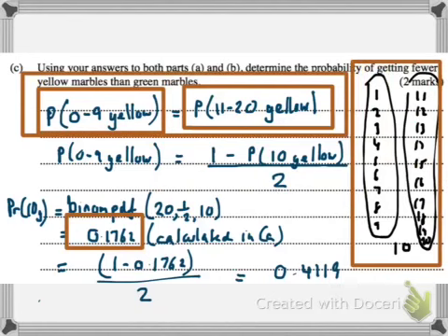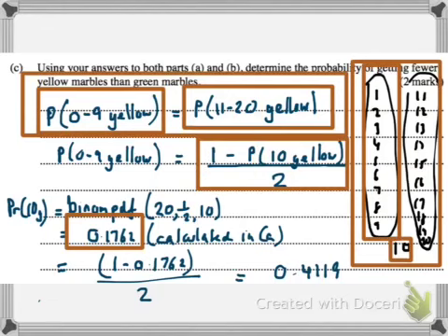So to work out this one here, it's going to be 1 minus the probability of 10, divided by 2. And that's how you get this result here. And that's what I've done. And we've incorporated our answer to part A there. It's 1 minus 0.1762 over 2, and equals 0.4119.